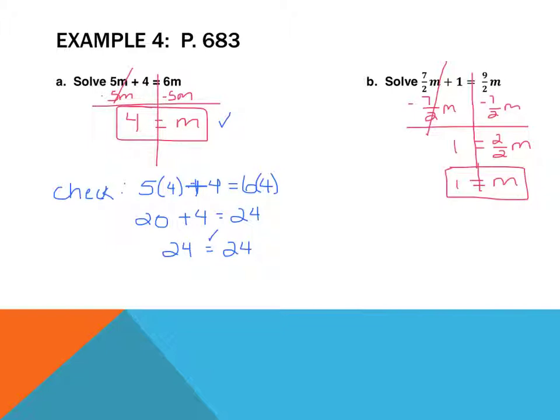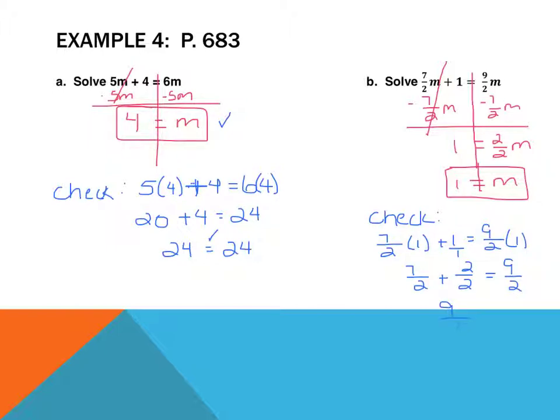And again, we will check our solution. So that's going to be 7 halves times 1 plus 1 equals 9 halves times 1. So multiplying by 1 keeps it the same. 7 halves plus 1 whole. If I wanted a common denominator, it would be 2. 1 times 2 is 2. And then 7 plus 2 is 9. So 1 is the correct solution.